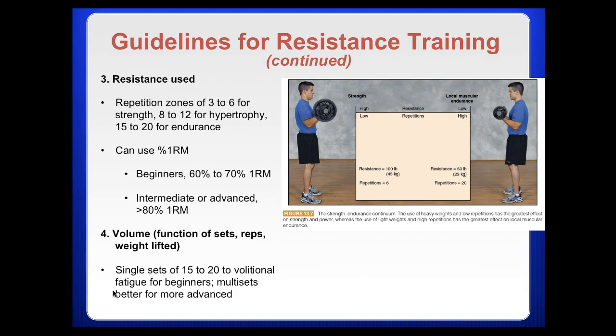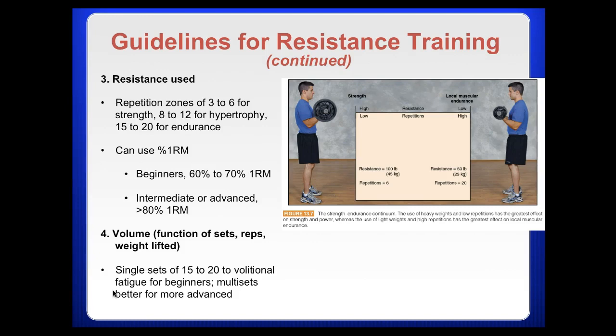You can also use a %1 RM. RM stands for repetition maximum. What that means is for the exercise that you're doing, what is the maximum amount of weight that you can use for that exercise to do 1 rep? For beginners, you want to start off choosing a weight that is 60% to 70% of your 1 RM. If you are intermediate or advanced, then you could do greater than 80% of your 1 RM. And we're going to go through and discuss how to figure out what your 1 RM max is later this quarter.